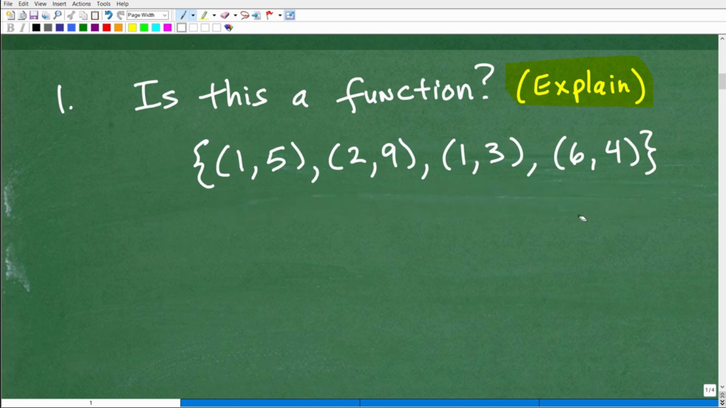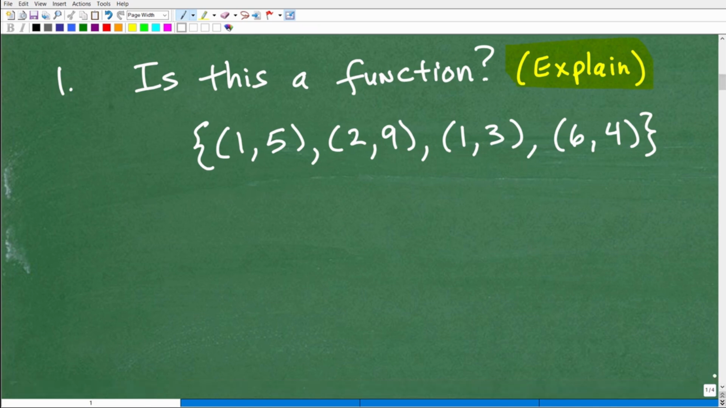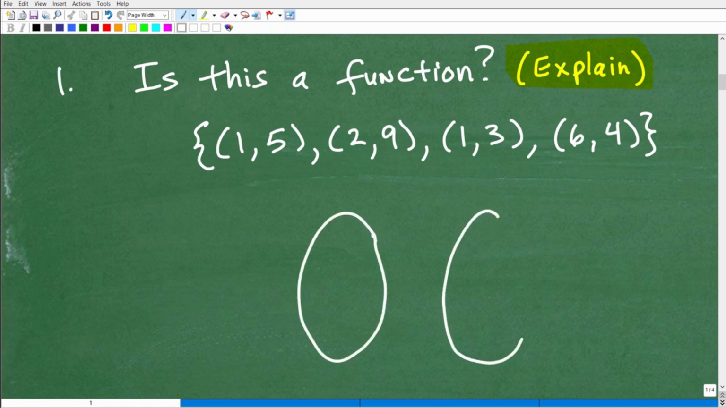If you want to pause the video and work on this, that's excellent, but I am going to go ahead and start answering this right now. I think probably the easiest way is to use a mapping diagram. You can draw a little mapping diagram like this. This is our x's, this is our y's, and x points to y.